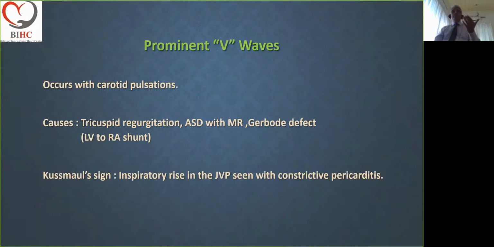You could have a Kussmaul sign in constrictive pericarditis when there is an inspiratory rise in the JVP.